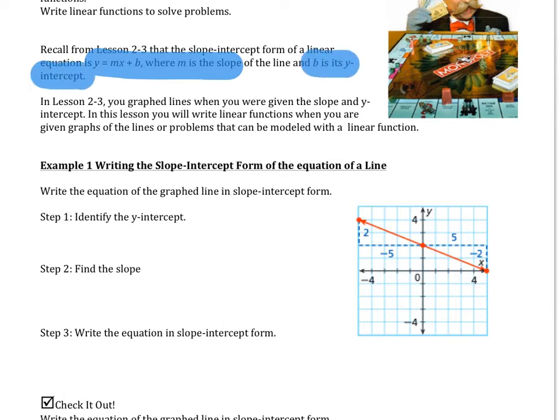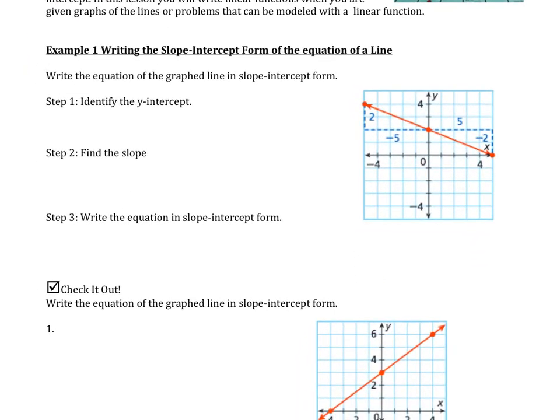Okay, we also graphed lines given the slope and the y-intercept. This lesson we're going to be writing. So to write the slope-intercept form of an equation of a line, given the line, first thing you want to do is identify the y-intercept, and that's where it crosses the y-axis. And it is b. We know that its x is 0, so b equals 2.